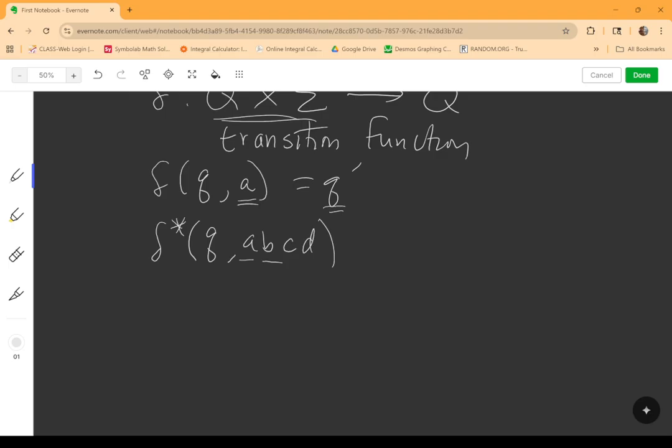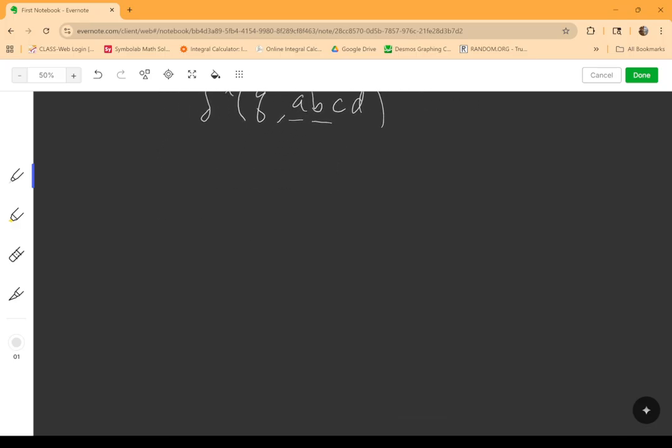So for example, let's take a look at a sample from our textbook. We're given a table where we have P, Q, and R, and these are my states. The alphabet I'm working with is binary, 0 and 1, so these are my inputs.